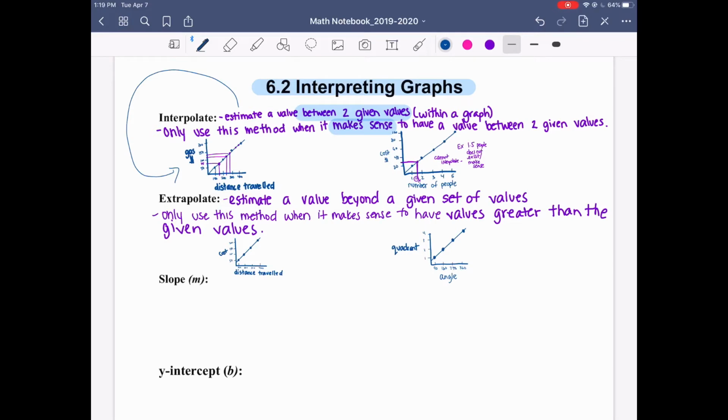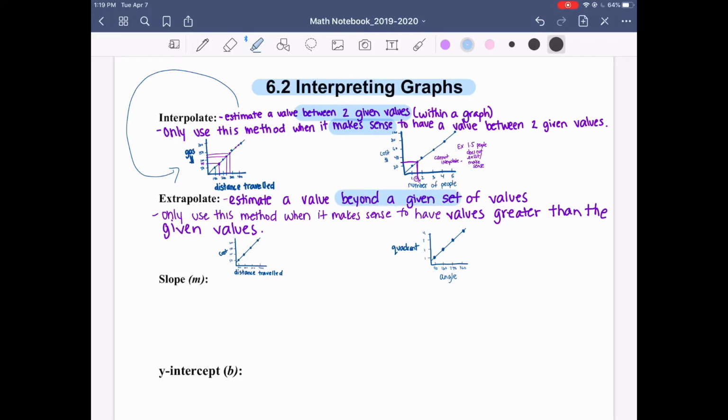All right, guys. So this is the definition of extrapolate if you want to write it down. You can pause and write it down. Extrapolation basically means to estimate a value beyond a given set of values. With interpolation, it was between two given values. Extrapolate is beyond a given set.